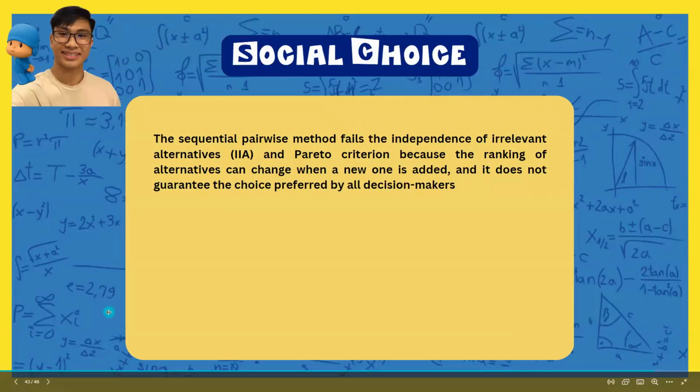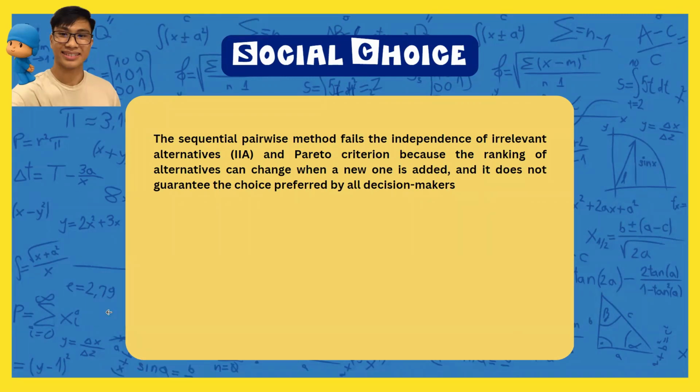So the sequential pairwise method fails the independence of irrelevant alternatives and Pareto criterion because the ranking of alternatives can change when a new one is added, and it does not guarantee the choice preferred by all decision makers. So makikita natin talaga hindi niya masasatisfy yung dalawang criterion na yan.